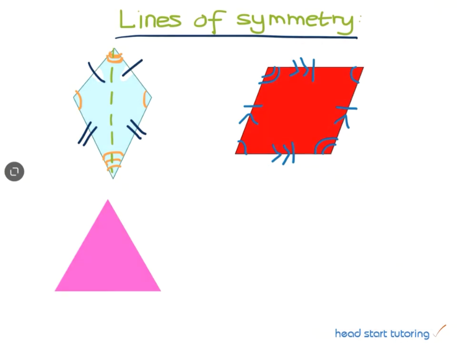Let's now have a look at our lines of symmetry. We have got two lines of symmetry in a rhombus. We have got lines of symmetry going from both sets of angles. So one line going from these two angles, which are equal to each other, and then the other line joining the other two angles that are equal to each other. So those two are our lines of symmetry for the rhombus.